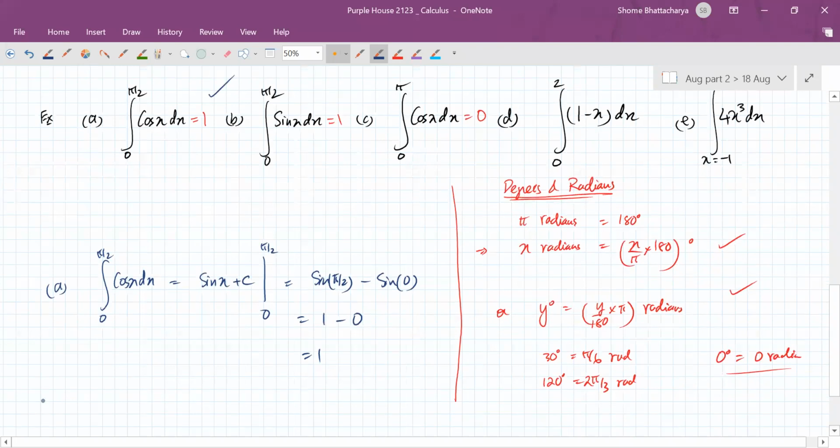Similarly, the second one. Many of you got the second one wrong because I'm thinking that you integrated it wrongly. You have to remember that sin x's integration is not cos x, it is minus cos x. So when you put the limits, it becomes minus cos pi by 2 minus of minus cos 0. Now cos pi by 2 is 0, but cos 0 is 1.